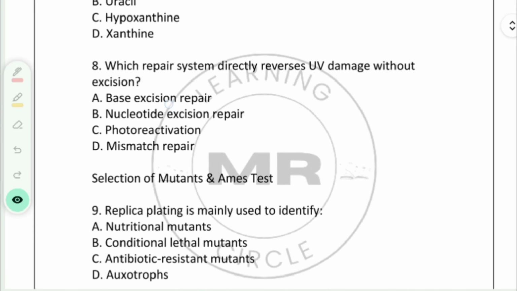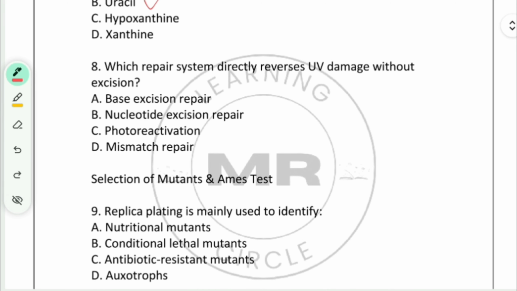Question number 8. Which repair system directly reverses UV damage without excision? Options are A, base excision repair, B, nucleotide excision repair, C, photoreactivation, D, mismatch repair. So the correct answer for this question is option C, photoreactivation.